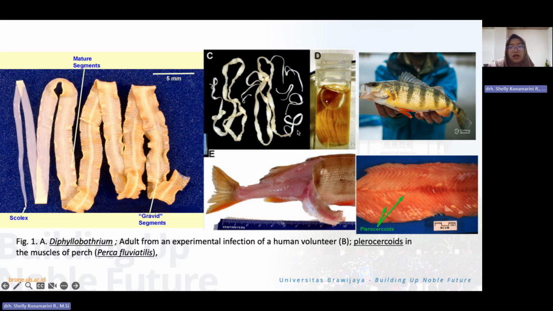And then if the plerocercoid infects the fish and is ingested by the human, we can see the plerocercoid stage like this white tree. This one, this one, this one, this one, and this one also. Yeah, we call plerocercoid the metacestode stage.